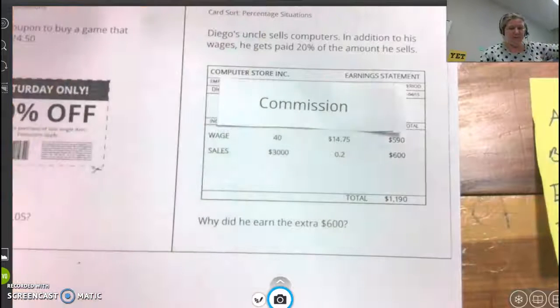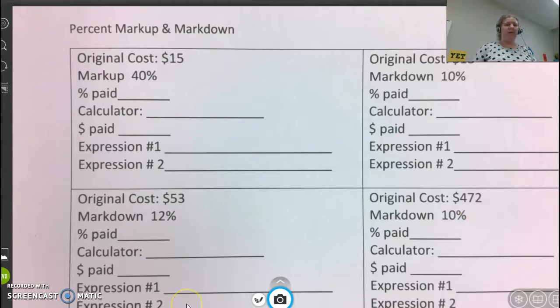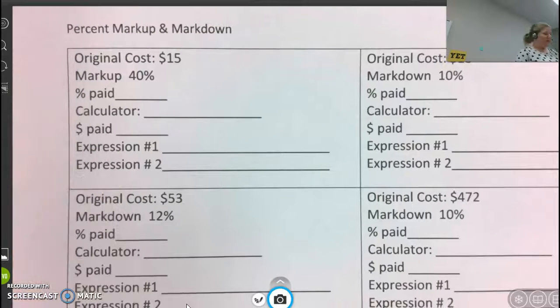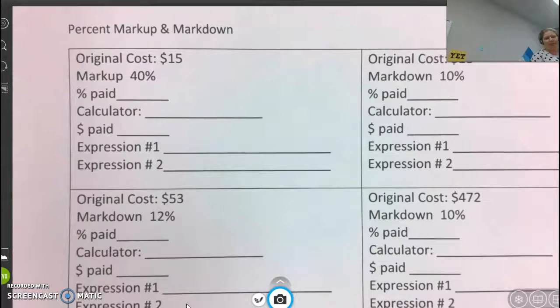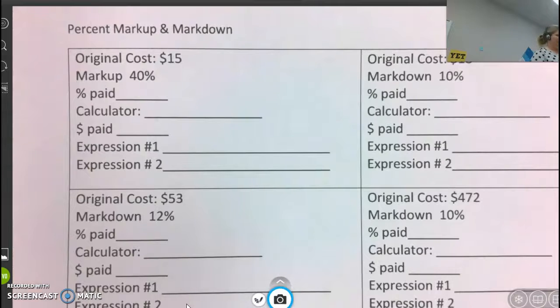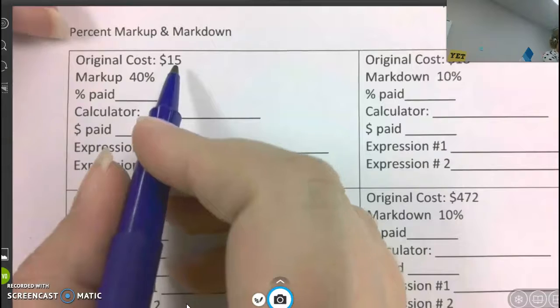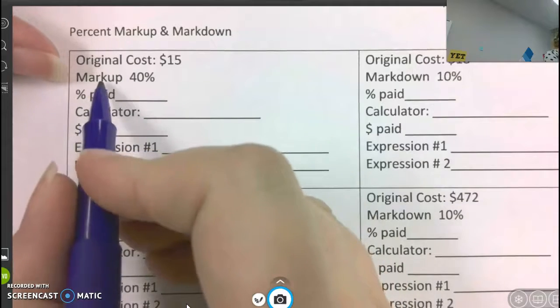It's an interesting idea. Now, the next page just has some step-by-step problems that we can work out, and it's using some of those vocabulary terms that we had a moment ago. All right, so the original cost of an item is $15. We're going to mark it up by 40%.